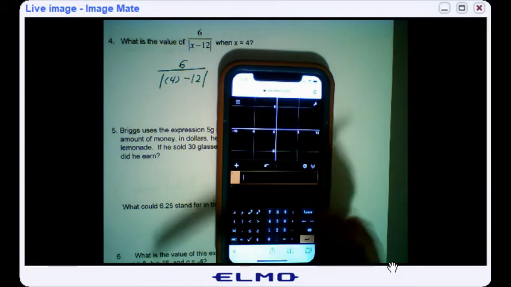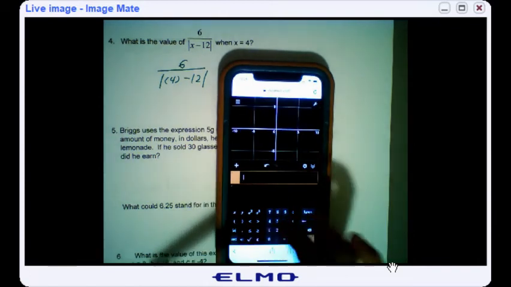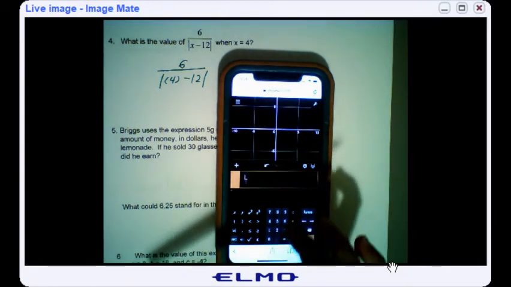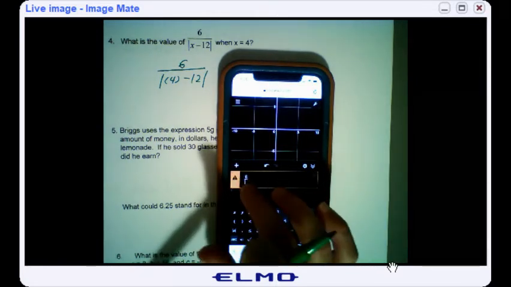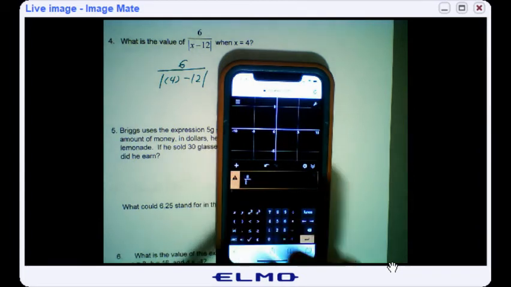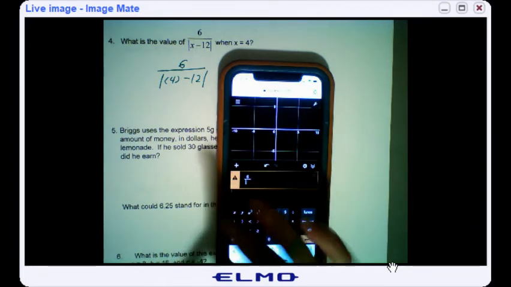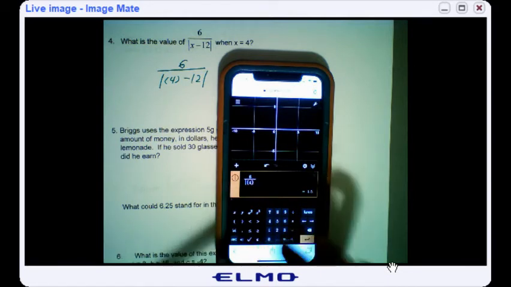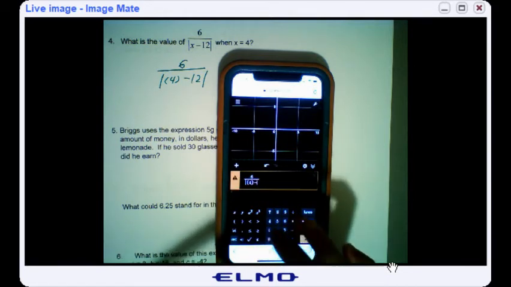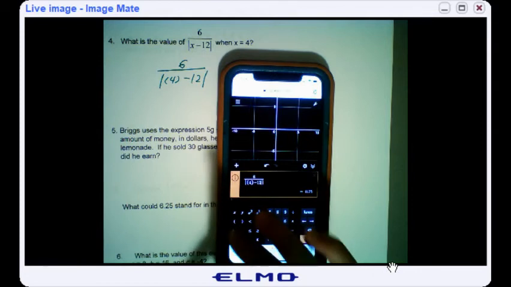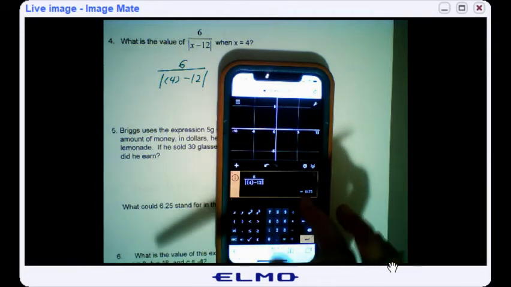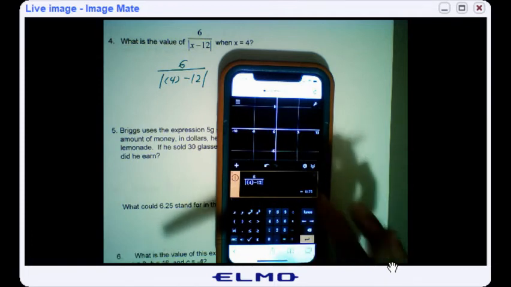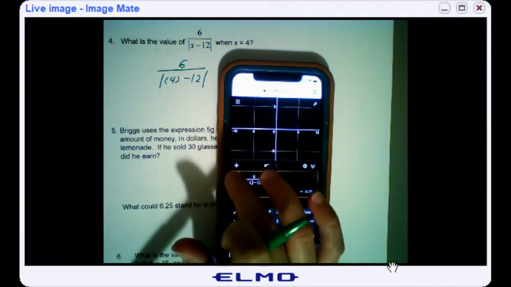So when I look at it, again, I probably want to do my division bar first because I got a longer fraction here. And it's 6 up top, on the bottom, absolute value bars are the 2 lines over here. Parenthesis 4 minus 12. I click the absolute value bar again to do it. And then it says it's 0.75. Most of the time in Algebra 1, we're going to want our fractions. So if we hit this circle over here, it'll turn into a simplified fraction for me, which is 3/4.